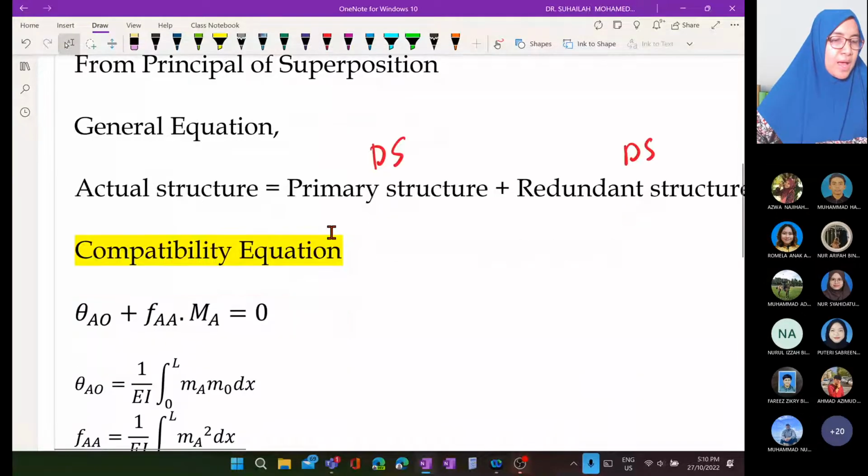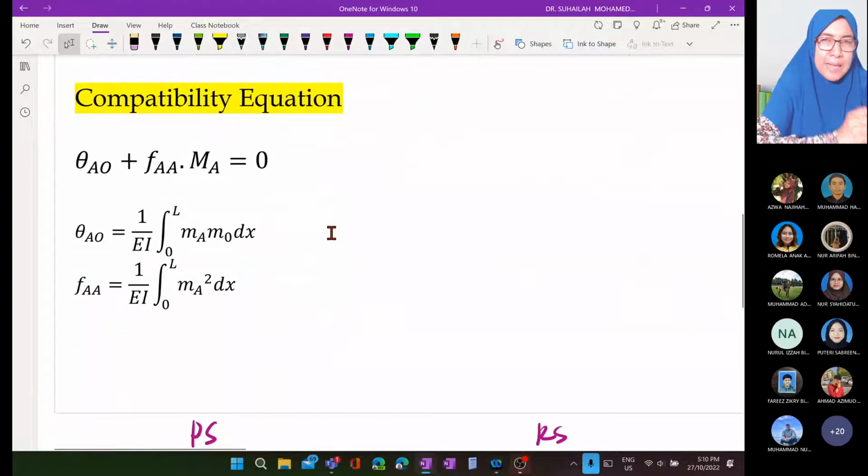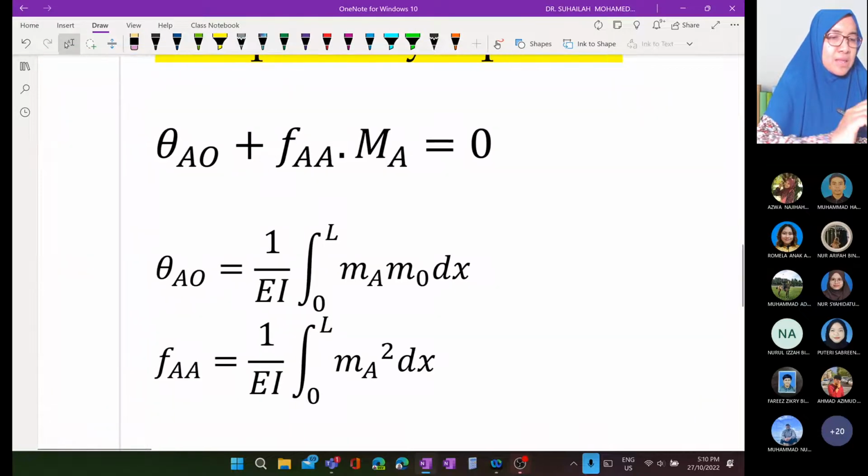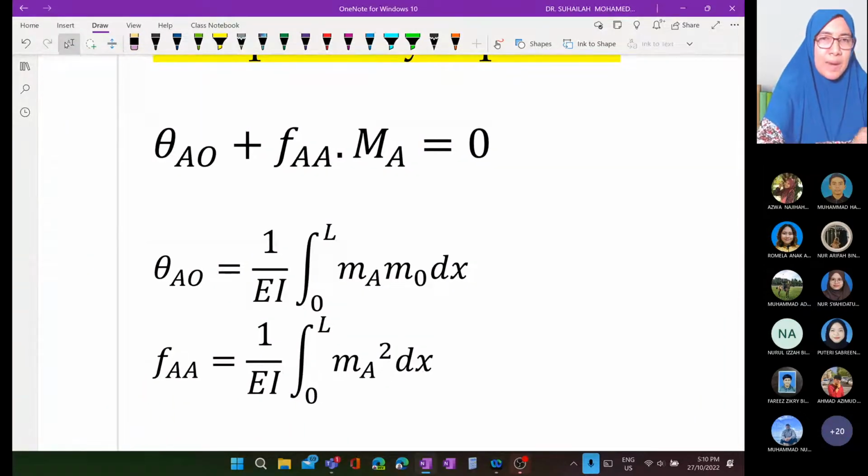Okay, we have the compatibility equation. The compatibility equation will be based on the displacement. It can be delta, it can be theta, depending on the redundant. If BY is the redundant, we will have delta at position B. This time, I want to choose MA, moment at A, as the redundant. So we will have theta A naught plus FAA times MA. So this will be the standard.